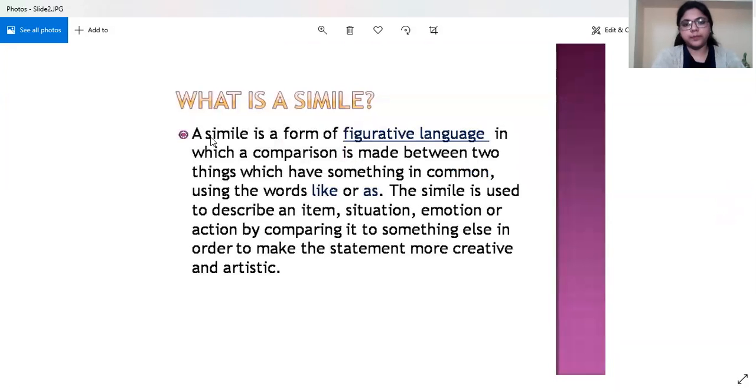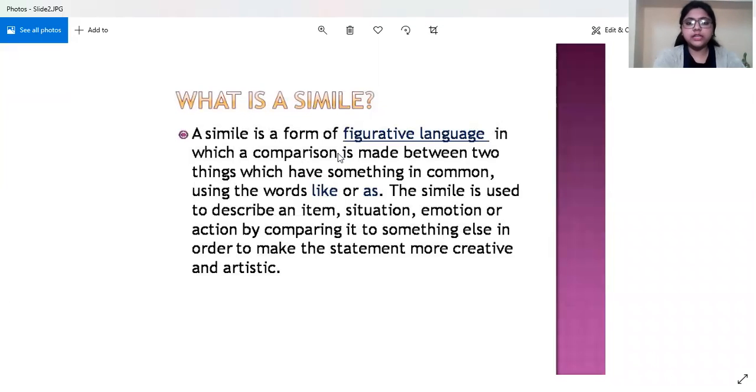What is a simile? Let us try and understand the definition of simile. Simile is a form of figurative language in which a comparison is made between two things which have something in common, using the words like or as. The simile is used to describe an item, situation, emotion, or action by comparing it to something else in order to make the statement more creative and artistic.